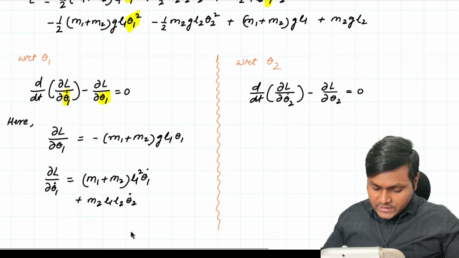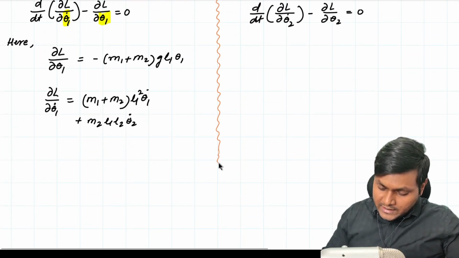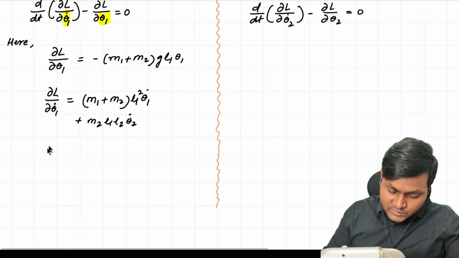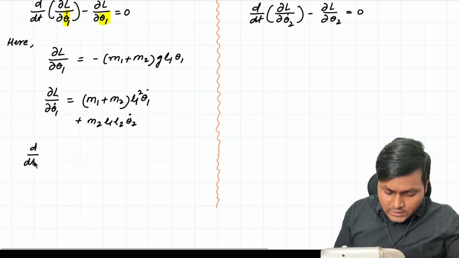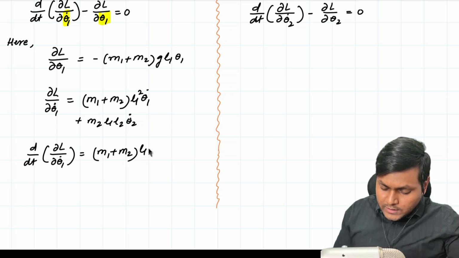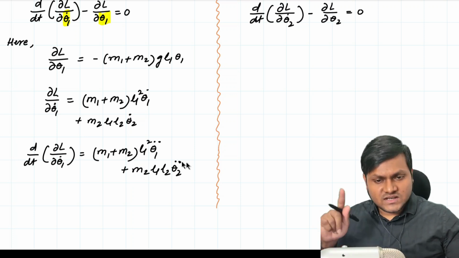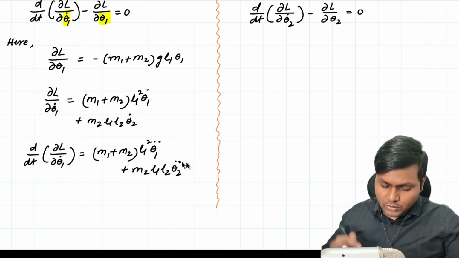That's it, right? So to write down the equation of motion, I'll now have to do the time derivative of the second expression. So d upon dt of ∂L upon ∂θ1 dot is simply equal to (m1 plus m2) L1 square θ1 double dot plus m2 L1 L2 θ2 double dot. Here the dot simply represents time derivative. A single dot means single time derivative, double dot means a second order time derivative.